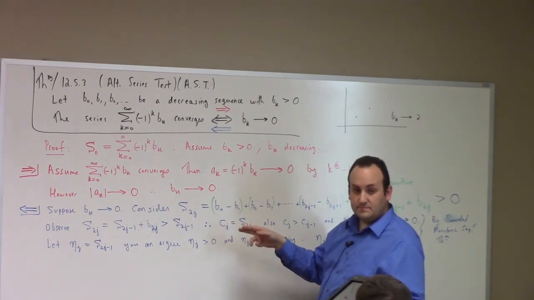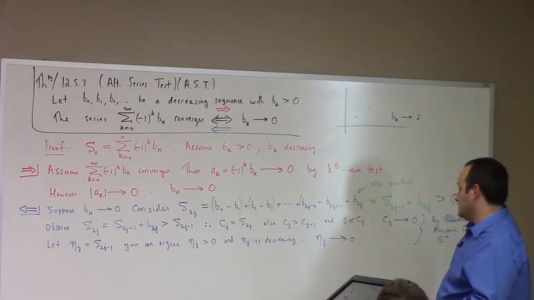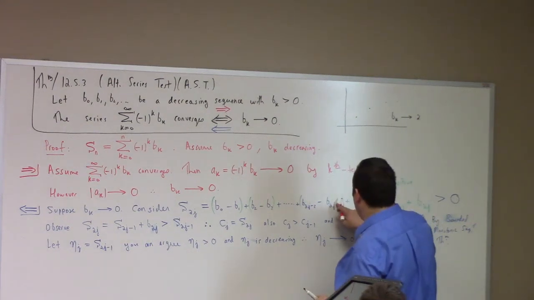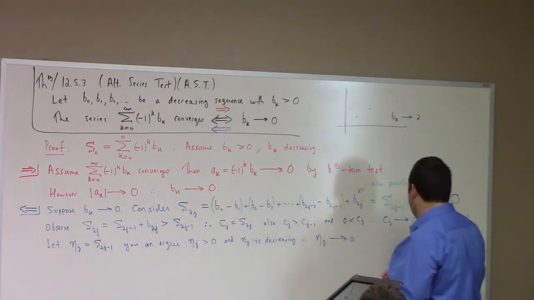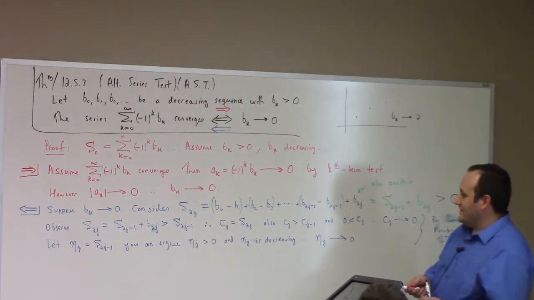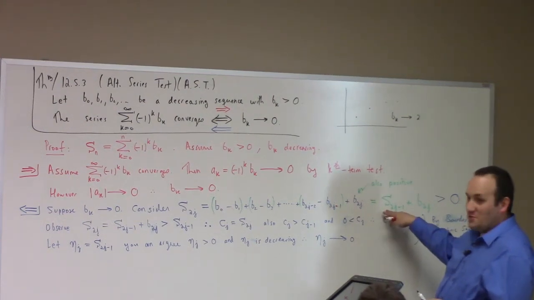I think that term there should be b sub 2j minus 1. Plus 1 would be one step beyond 2j. Yes, that should definitely be minus 1. Thank you. As I have correctly over here.